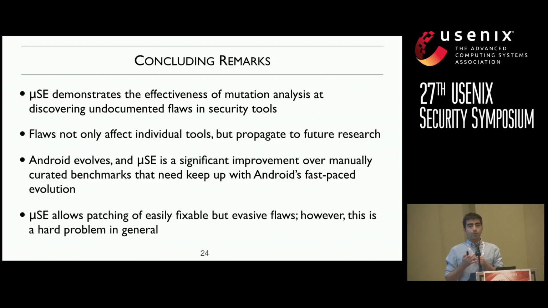Further, Android and its ecosystem of apps and tools are constantly evolving, and Muse can help researchers keep up with this evolution much better than manually curated benchmarking tools. Finally, fixing flaws is a hard problem that needs future research. But identifying and documenting them properly is an important first step, which is where we hope that Muse can be most effective and useful. With this, I end my talk, and I'll be happy to take questions.